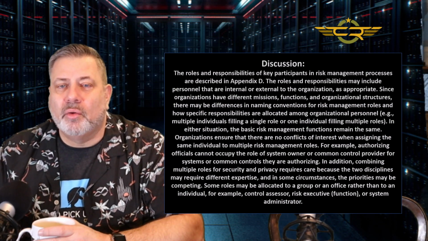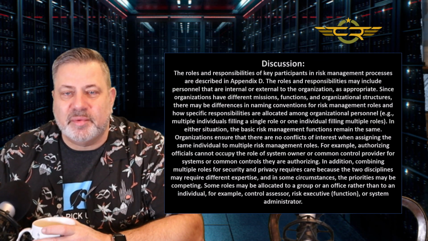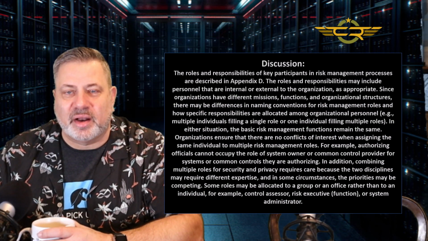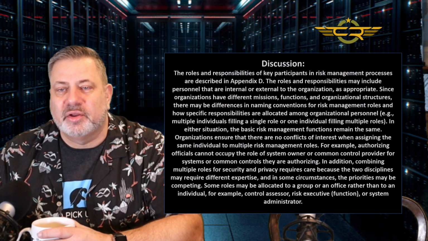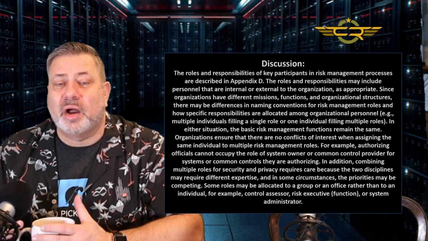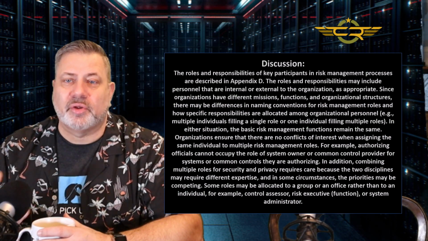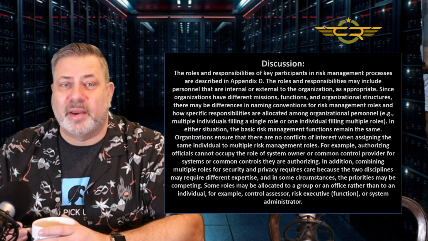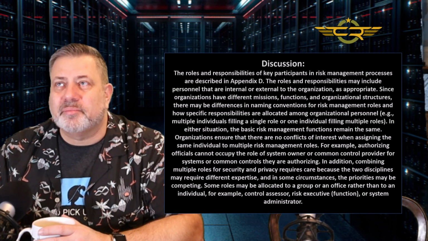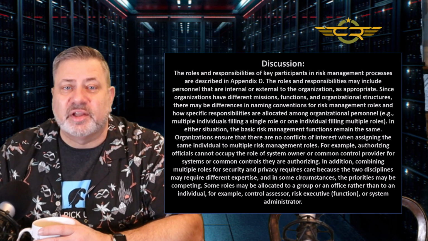And here's an important part. Organizations ensure that there are no conflicts of interest when assigning the same individual to multiple risk management roles. For example, authorizing officials cannot occupy the role of system owner or common control provider for the systems or common controls they are authorizing, right? So we want to make sure there's no conflicts of interest, right? If I was the authorizing official and I was also the system owner, I could authorize my own system and accept the risk of not implementing a lot of controls, right? So it doesn't make sense to have a person occupy roles that would be conflicting, right?